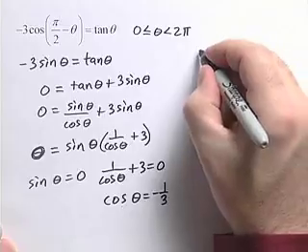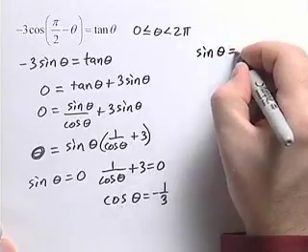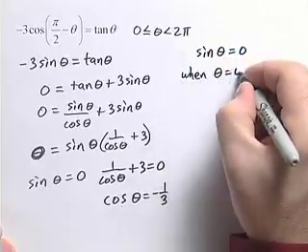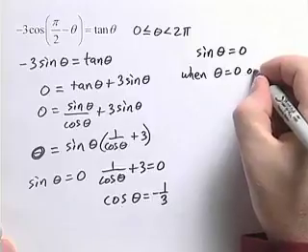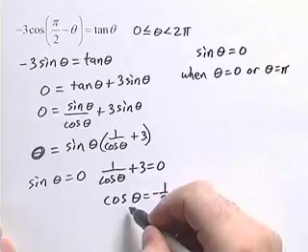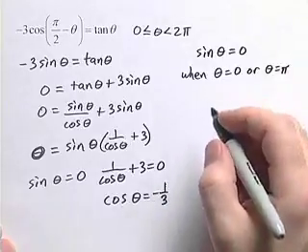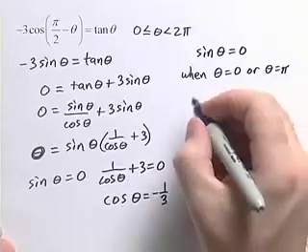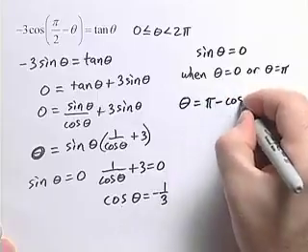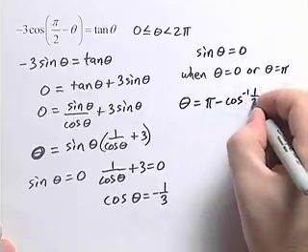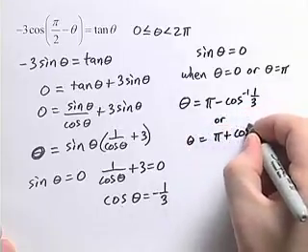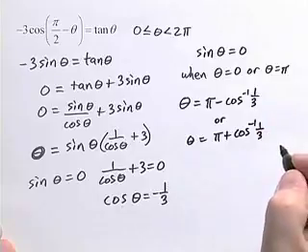And we know that sine of theta is going to equal 0 when theta is equal to 0, or theta is equal to pi. Now, cosine of theta is equal to negative 1/3 in quadrants 2 and 3. If we solve that, we'll know that theta is equal to pi minus cosine inverse of 1/3, or theta is equal to pi plus cosine inverse of 1/3.